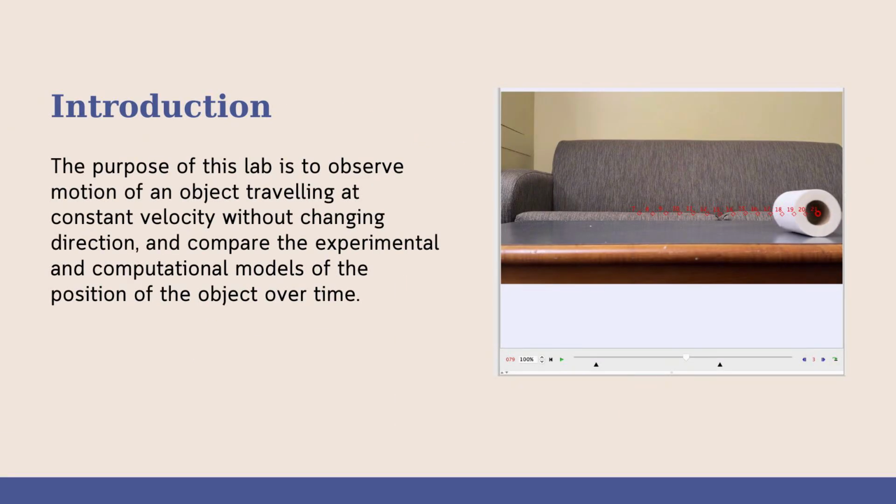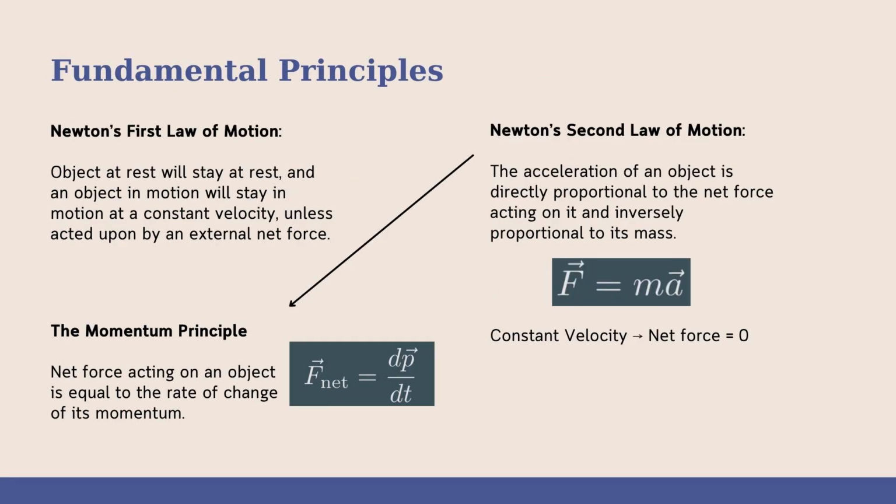The purpose of this lab is to observe motion of an object traveling at a constant velocity without changing direction and compare the experimental and computational models of the position of the object over time. The fundamental principles covered by this lab are Newton's first and second law and the momentum principle.